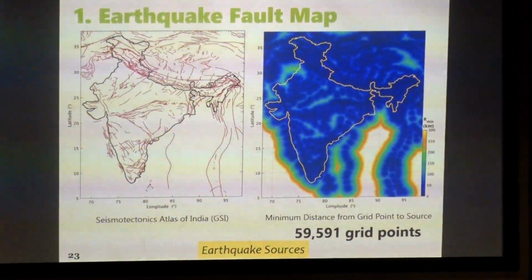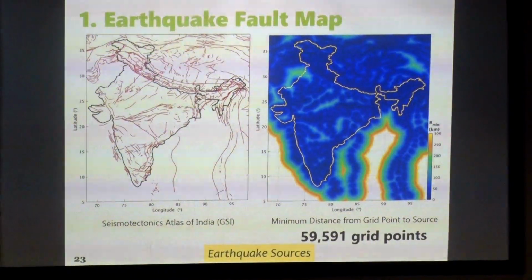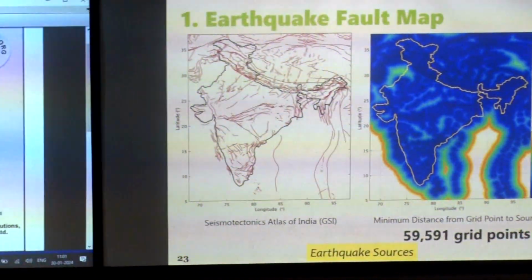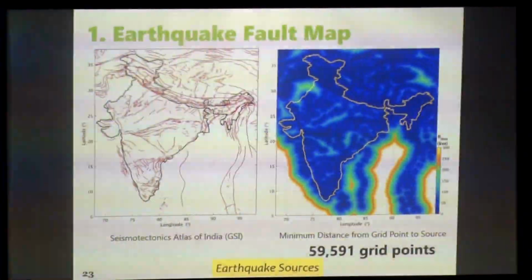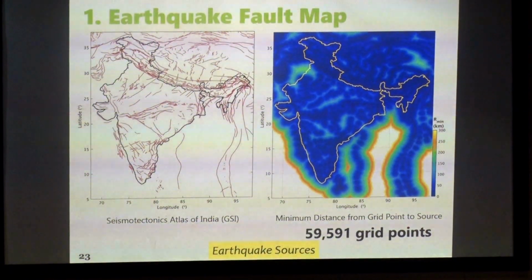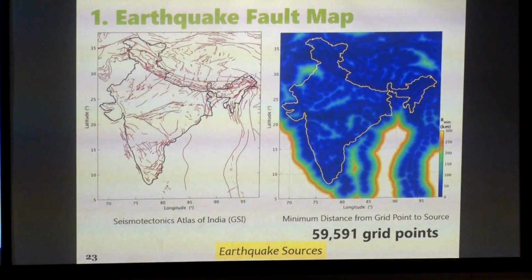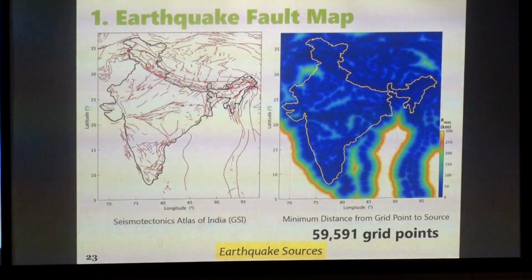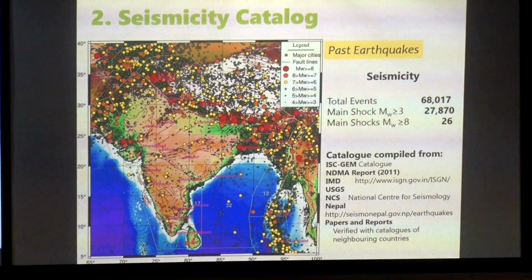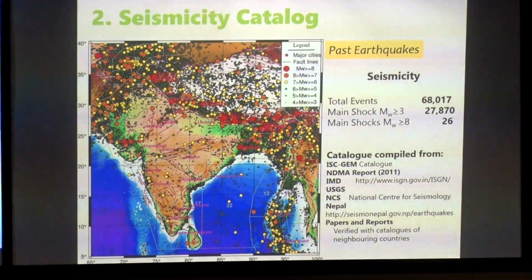So the first step, as I said, the entire country is discretized into small regions. About 60,000 grid points were used to discretize the entire country. About 68,000 total events were considered. These are past earthquakes. There were about 26 events which had magnitude greater than 8, and you can see the epicenters marked on this.